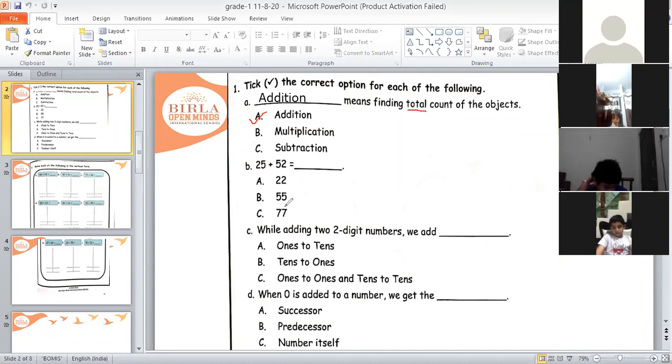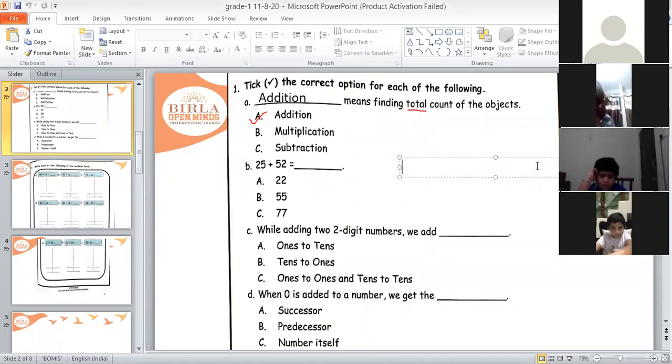Okay. So now your next bit. This is 25 plus 52 equal to how much? See here children, they have asked you if you add numbers 25 and 52 together, what will you get. So what we will do here, see children, in your book, space is there. So here we will add these two numbers together. So this is 25 plus 52. We will write these two numbers here. Okay.